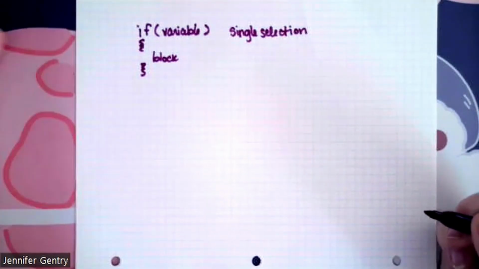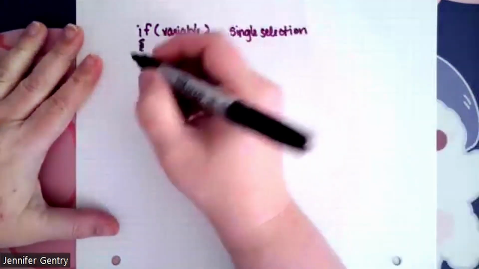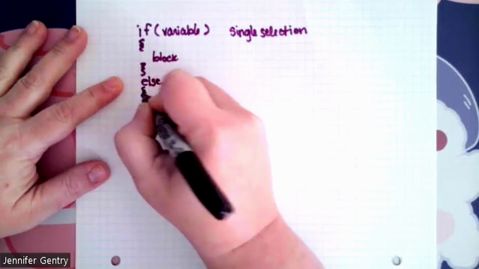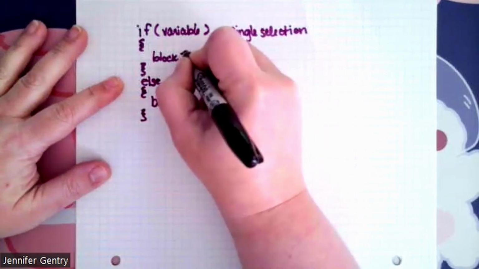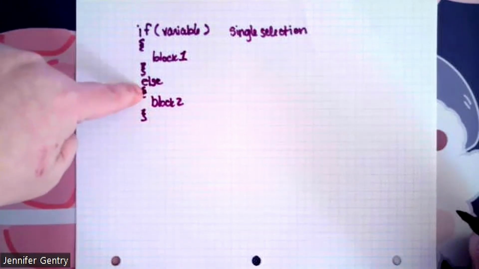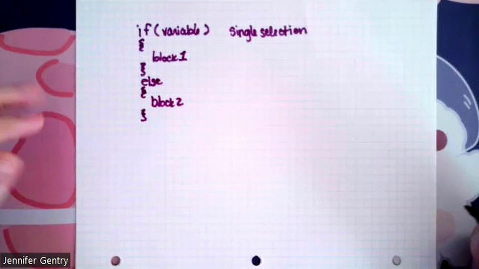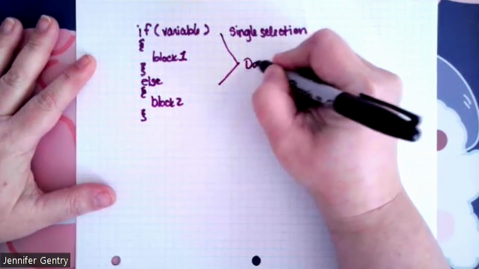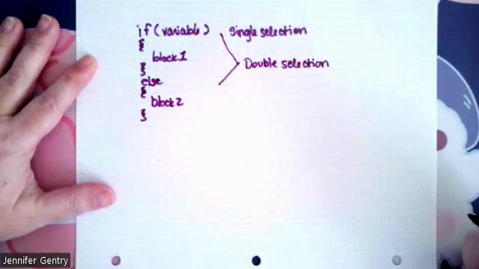Okay. Now, if you want to check for something and if it's false, do something else, I can add an else here. So I can say else, do this block. Okay. So if it's raining, go home. Otherwise, go to the beach. Okay. You can see how you can kind of build these decisions. Now, when I have both of those, it's called a double selection.